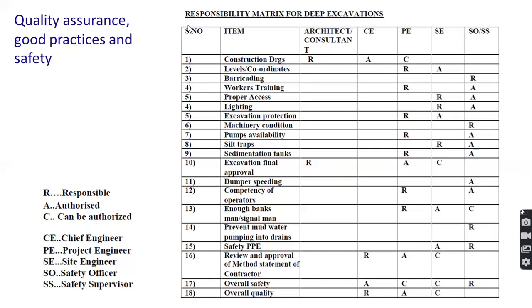So this is like a responsibility matrix for deep excavations. You can see different activities, items, and the R means responsible person. A is the authorized person, and C can be authorized. C is the chief engineer, P is the project engineer, and so on. So you can see the persons involved in the project, and their responsibilities are well defined in this kind of matrix.